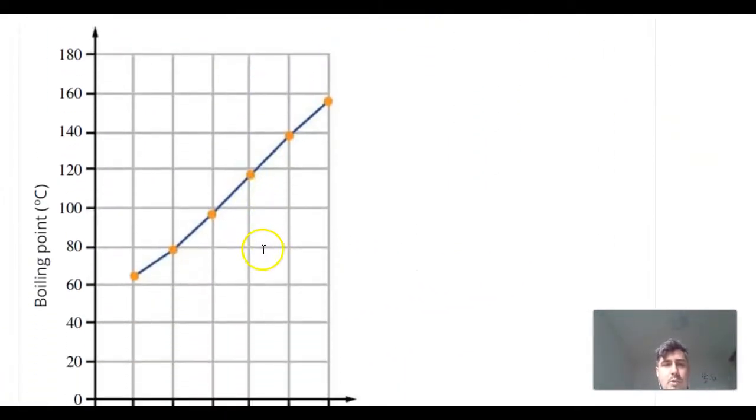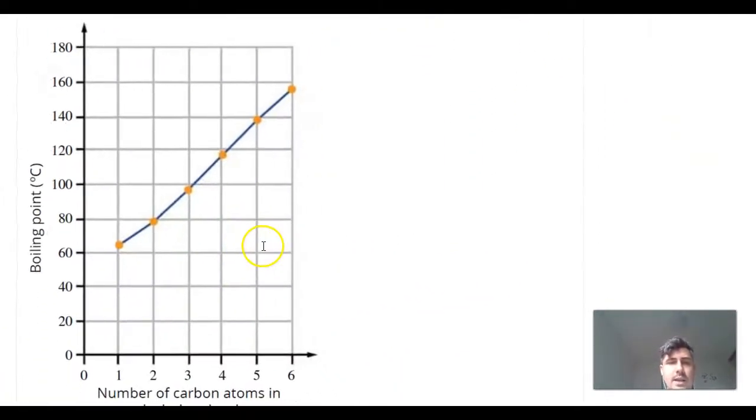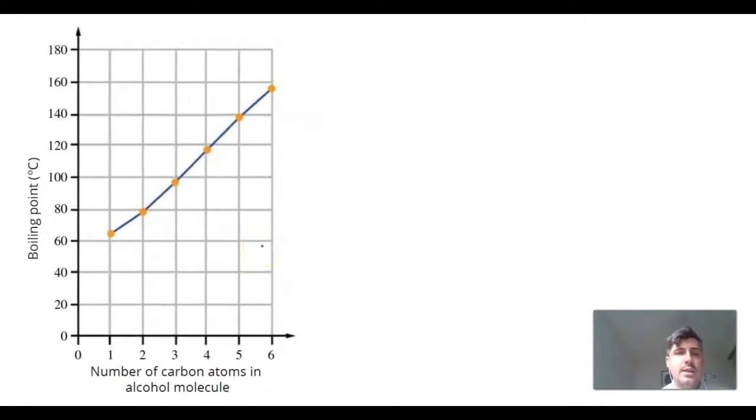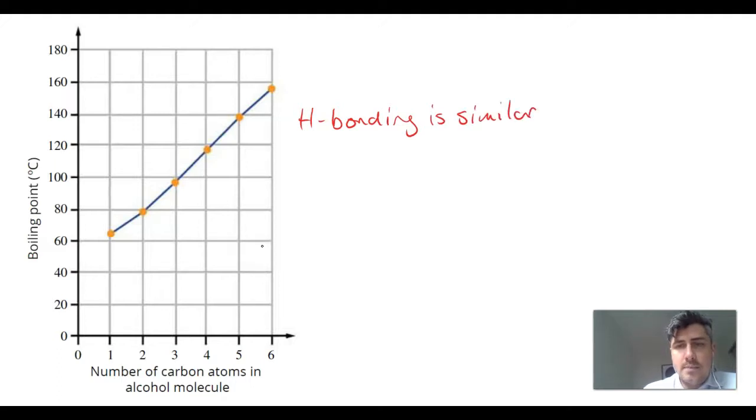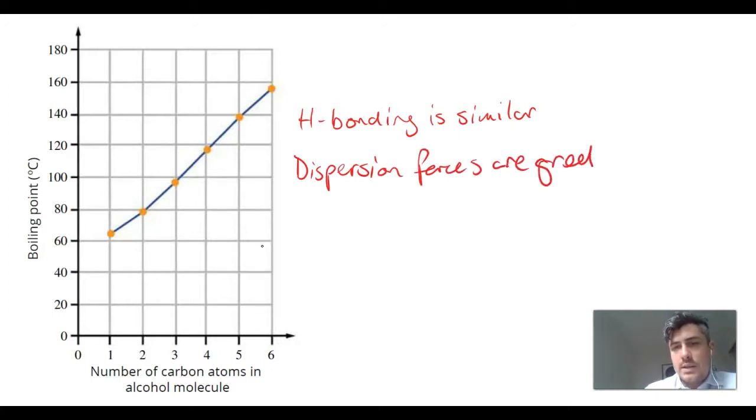Now, if we look at the boiling points of different alcohols, we can see that as the number of carbons increases, the boiling point goes up, and the hydrogen bonding here remains the same, or is very similar at least, whereas the dispersion forces will be increasing, and this increases the boiling point.